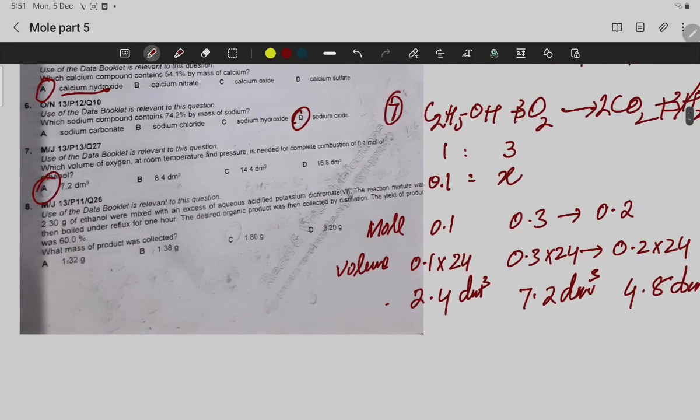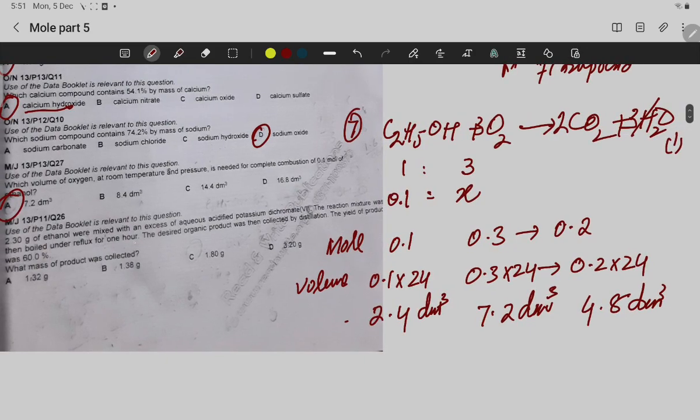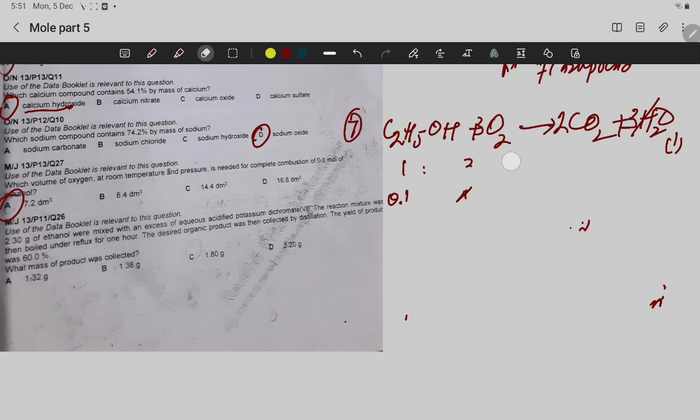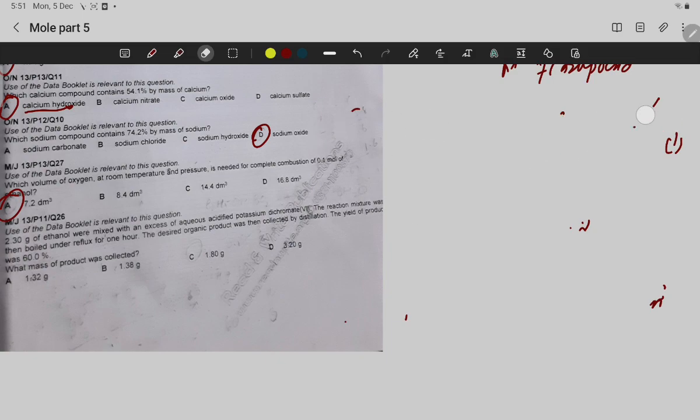So next question: 2.30 gram of ethanol were mixed with an excess of aqueous potassium dichromate. The reaction mixture was then boiled under reflux for 1 hour. The desired organic product was then collected by distillation. The yield of product was 60%. What mass of product was collected? This is the same question which I have solved earlier. I just write down the chemical equation and you can solve it by yourself and try this question.